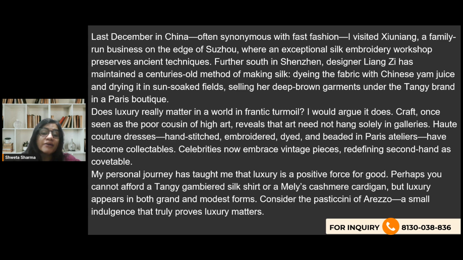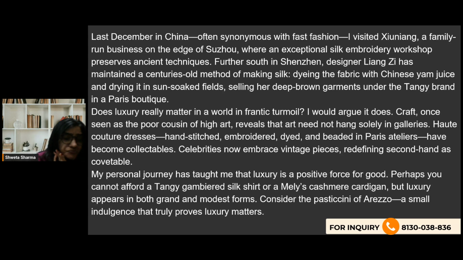Does luxury really matter in a world in frantic turmoil? I would argue it does. Craft, once seen as the poor cousin of high art, reveals that art need not hang solely in galleries. Haute couture dresses, that is, very high fashion dresses, hand stitched, embroidered, dyed, and beaded in Paris ateliers become collectibles. Everybody collects them to keep for some time, or maybe gift them to friends and family. Celebrities now embrace vintage pieces, old pieces redefined as secondhand and covetable.